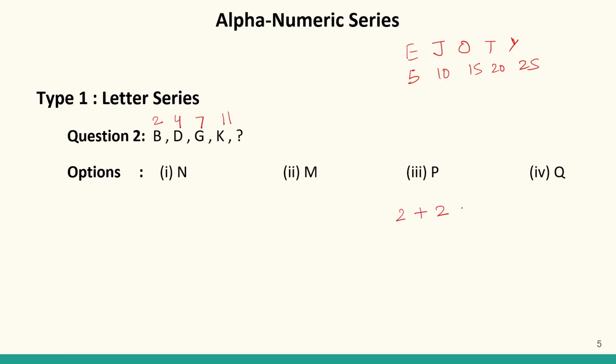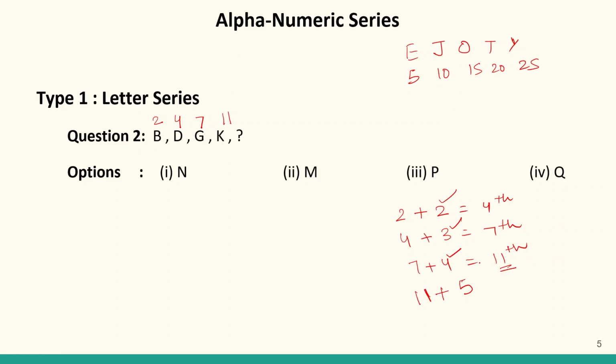If I add 2 to 2, I get the 4th rank, right? If I add 3, I'll get 7th rank. If I add 4, I'll get the 11th rank. So we are moving 2 positions forward, then 3 positions forward, then 4 positions forward. So if we logically follow, then I have to move 5 positions forward now. From which place? From the previous place.